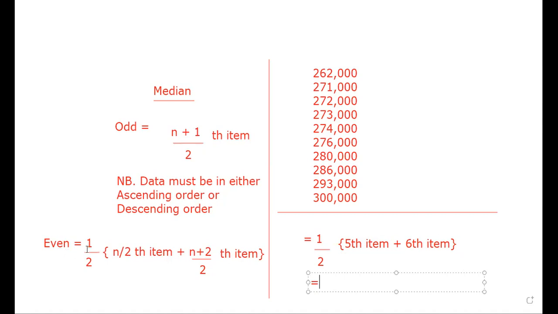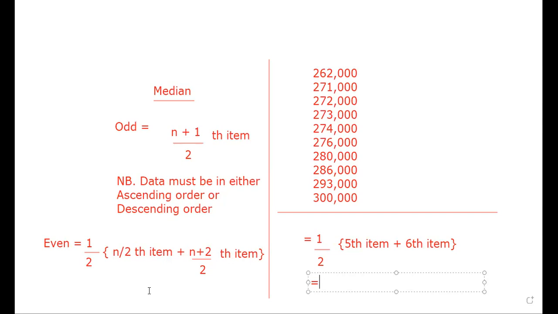Let's get back to the formula. The formula is 1 over 2 into n divided by 2th item plus n plus 2 divided by 2th item. That is our formula. N is the number of observations, which is equal to 10, because we have got a sample of 10 employees. Are we okay up to that point?